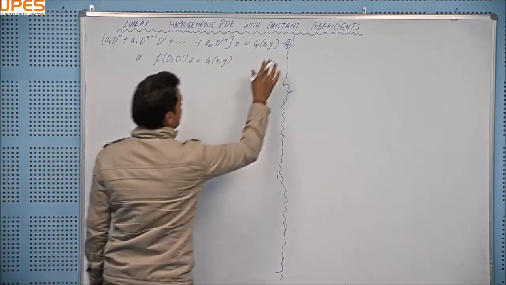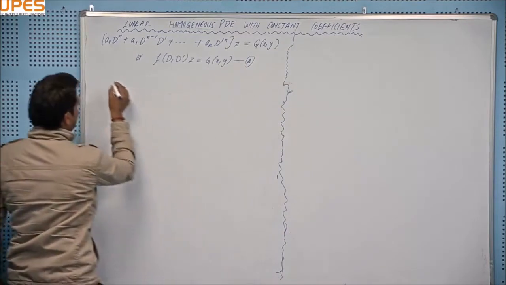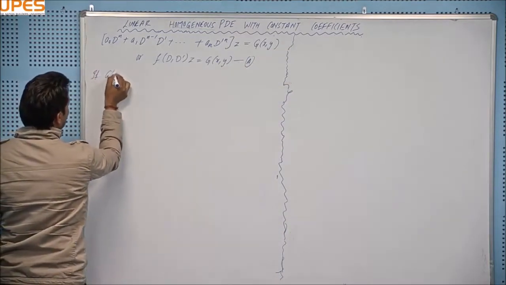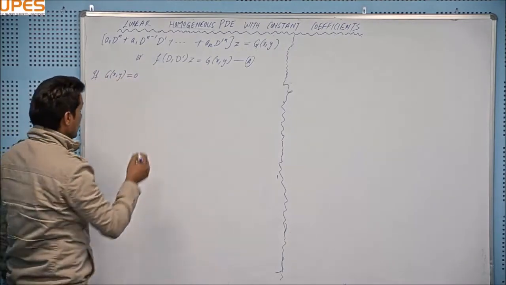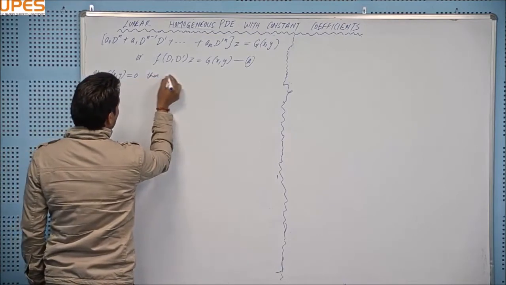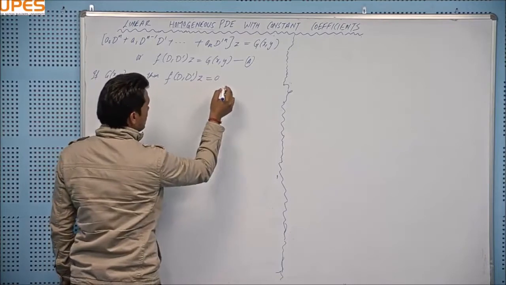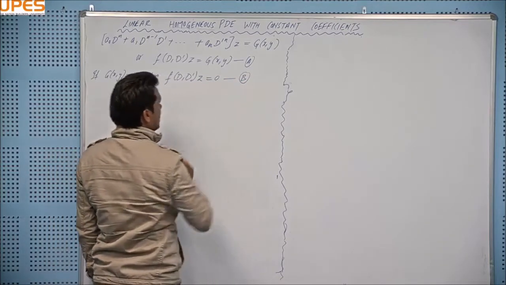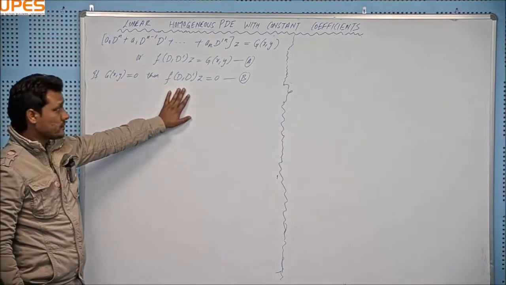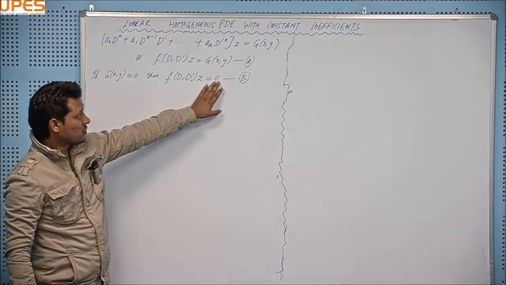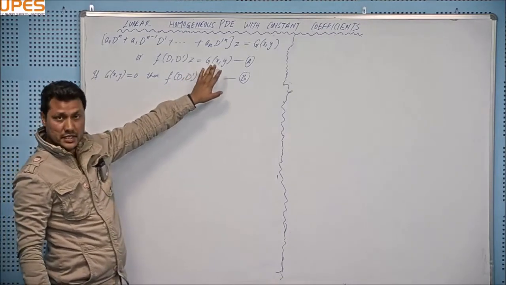That was our equation number A, right? If g(x, y) equals 0, then this equation number A reduces to f(D, D') z equal to 0, and this was the equation number B. In the last video we solved this equation when the right hand side was 0, but this time the right hand side is non-zero, so we will be searching for the solution of equation number A.